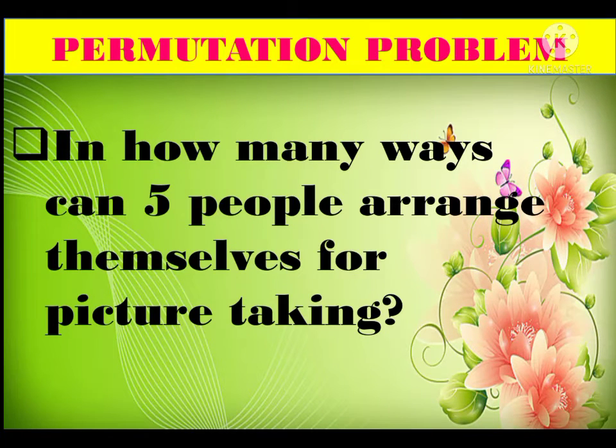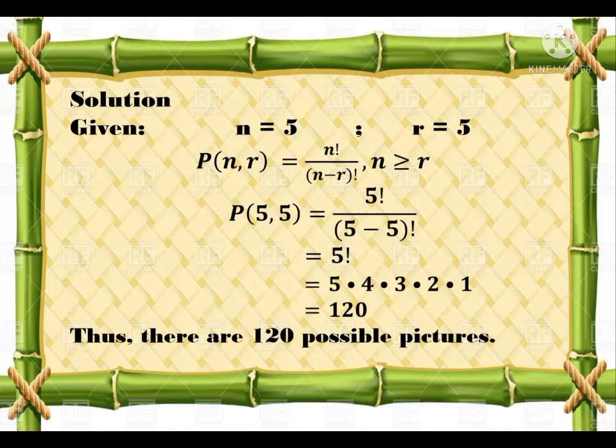Class, this time I will give you an example of a permutation problem. In how many ways can 5 people arrange themselves for picture taking? To solve the problem, first, we need to identify the values of n and r. n equals 5 and r equals 5.